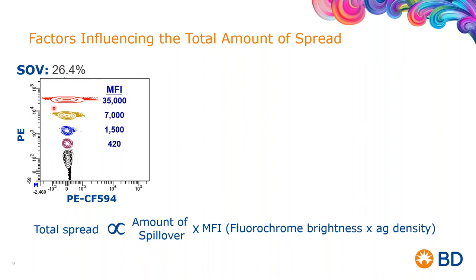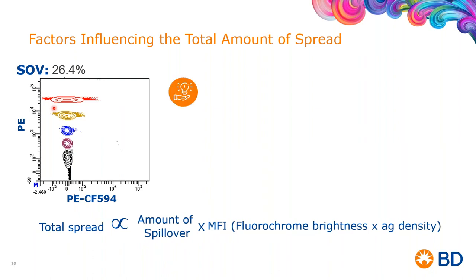So there is spillover spread, that is the spread that comes from spillover, but if we want to look at the overall total spread, we also need to take into consideration the MFI and the signal that comes from that fluorochrome. Why is this critical? Because when we come to now resolve population, the spread can affect resolution.